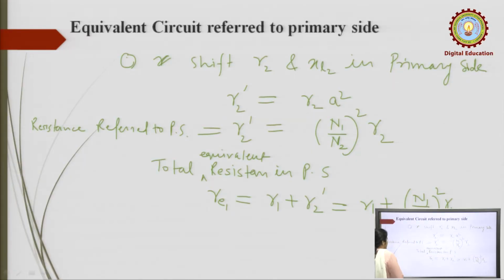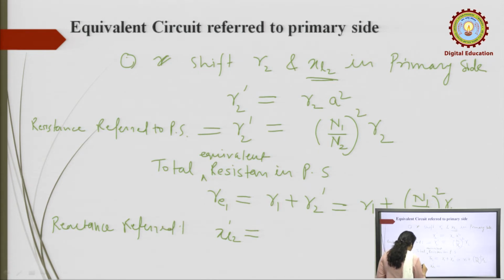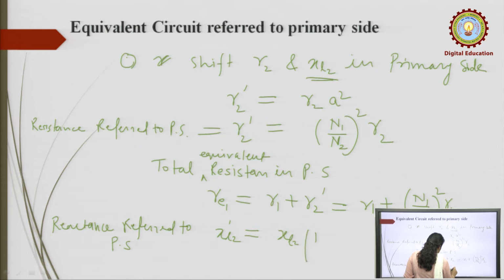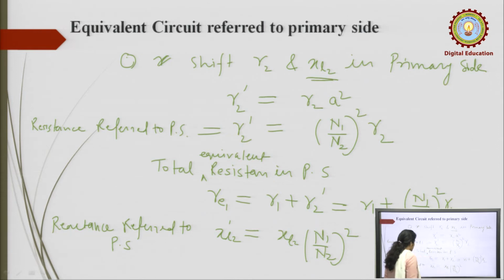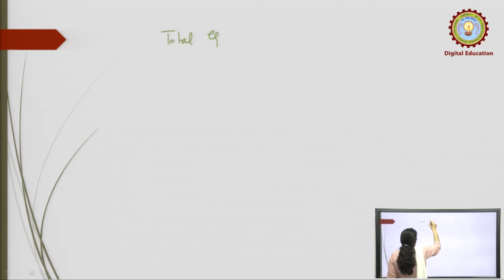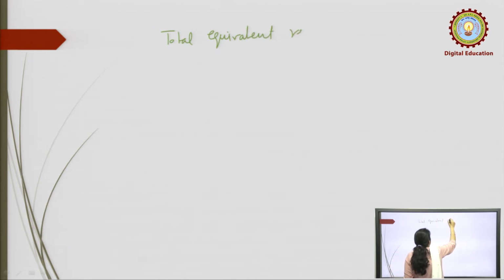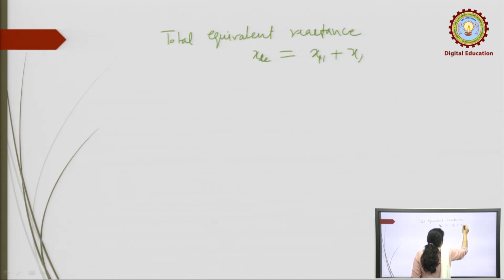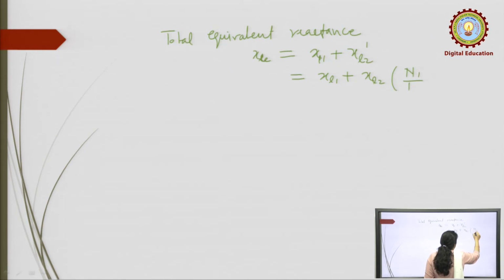Okay. And now, if you want to shift XL2, suppose XL2 dash is the reactance referred to the primary side, it becomes XL2 N1 by N2 whole square. So the total equivalent reactance, suppose XLE, is XL1 plus XL2 dash, that is XL1 plus XL2 N1 by N2 whole square.